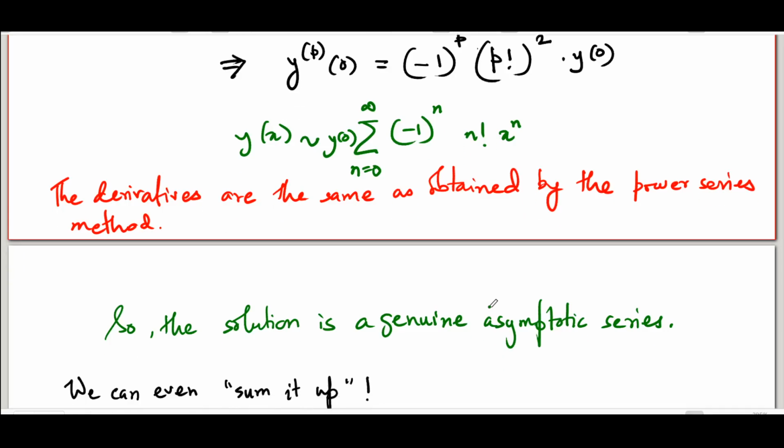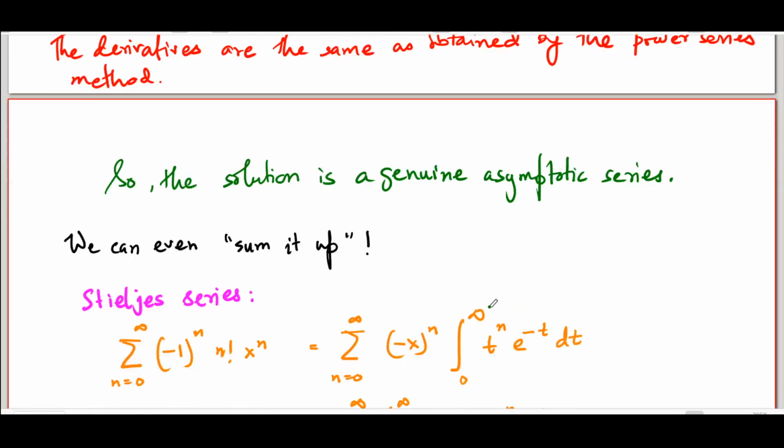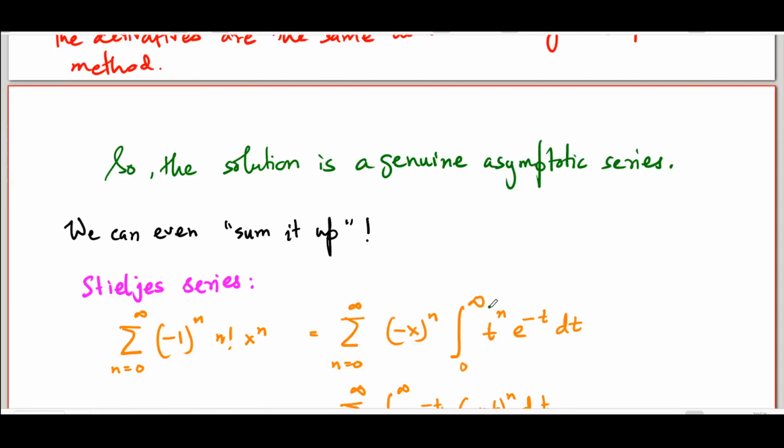Not only that, we can actually also sum it up in a way. In order to sum this up, all you have to do is realize the following. N factorial has a very simple integral representation. By the way, this series, which we have written down here without the y0 term, which is just an overall constant, actually is so important that it merits a name of its own. It's called the Stieltjes series. I'm pretty sure I'm mispronouncing the name, but let's call this Stieltjes.